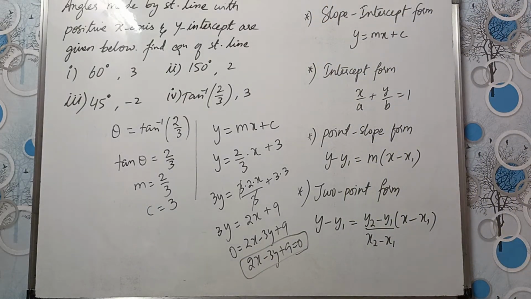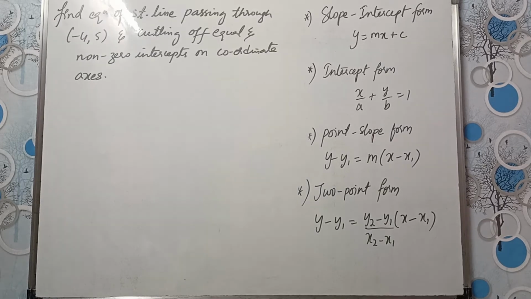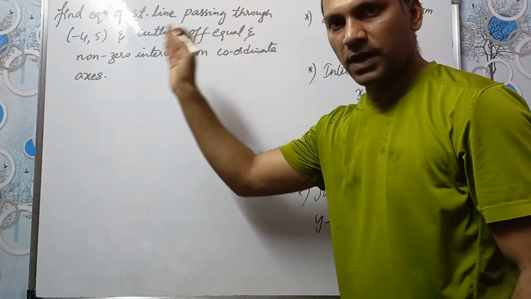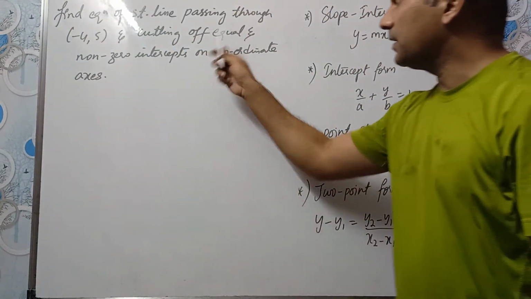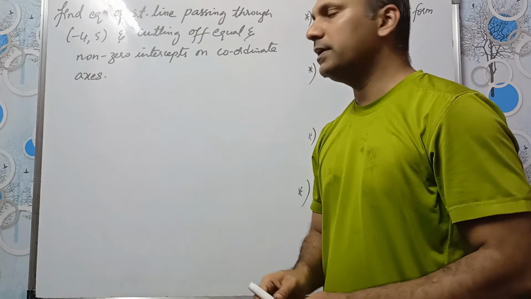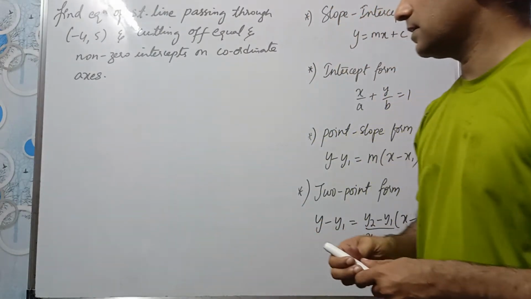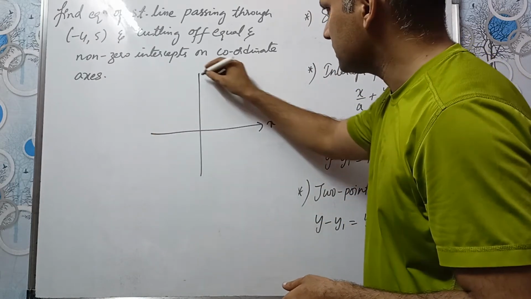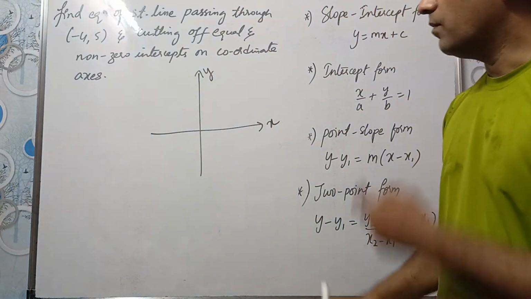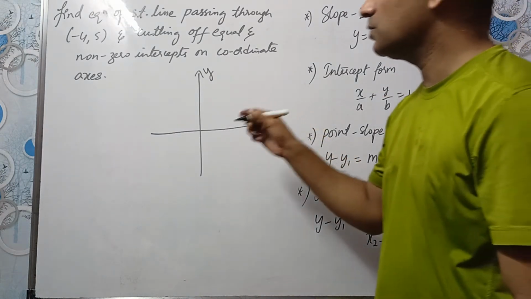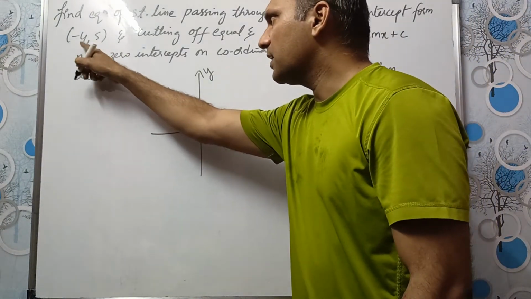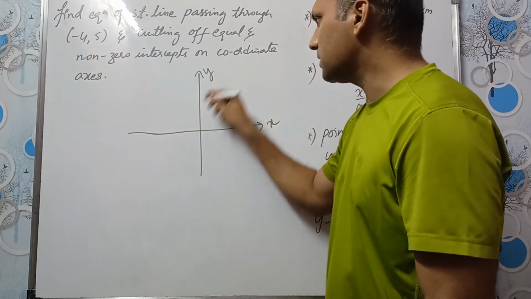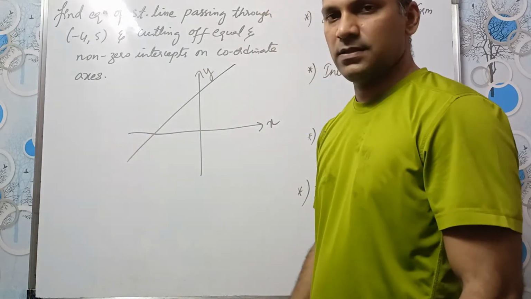Let us solve the other problem. Okay, we have a problem here. Find the equation of a straight line passing through -4 comma 5 and cutting off equal and non-zero intercepts on the coordinate axes. The coordinate axes are the x-axis and y-axis, right? So this is the x-axis, this is the y-axis. We need to find the equation of a straight line passing through -4 comma 5. See, -4 comma 5 will be on this side: the x value is negative, the y value is positive. So it is like this.